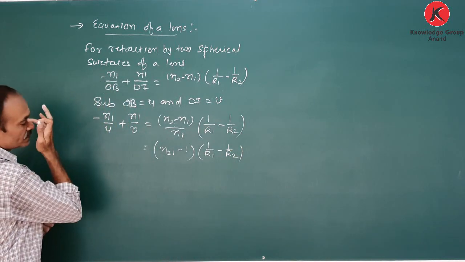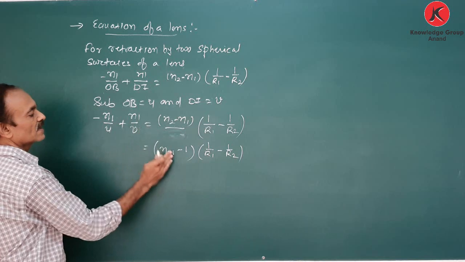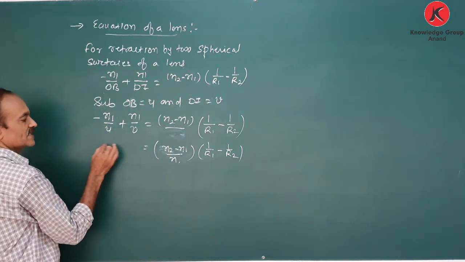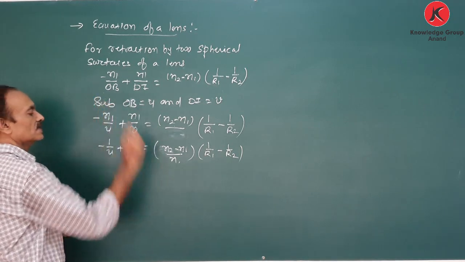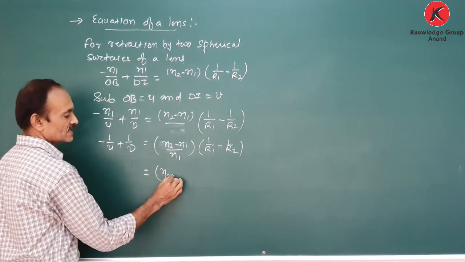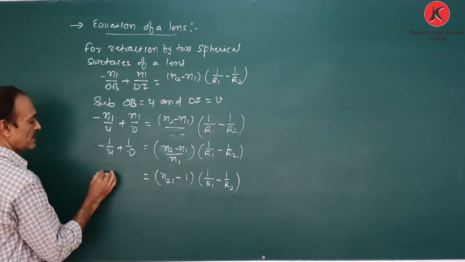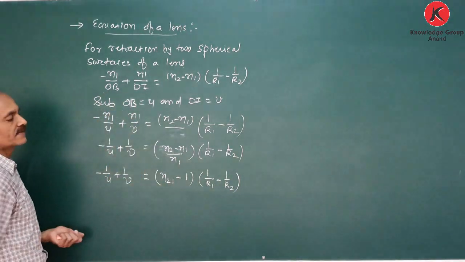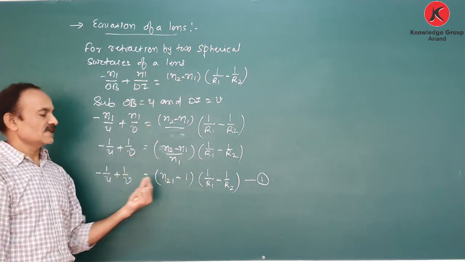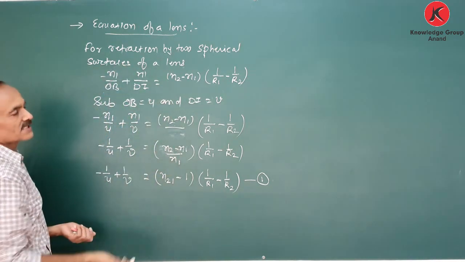Here, from this equation we take n1 common. Therefore, n2 minus n1 upon n1 here, and on the left side n1 is taken common: n1 into (minus 1 upon U plus 1 upon V). Separately, we substitute the n1. So this equation becomes n2 upon n1 minus 1, that is n21 minus 1, into (1 upon R1 minus 1 upon R2), equal to minus 1 upon U plus 1 upon V. That is our equation number 1 directly. For this equation, in terms of the object distance and image distance, we directly obtain this equation for refraction by the two spherical surfaces of a lens.